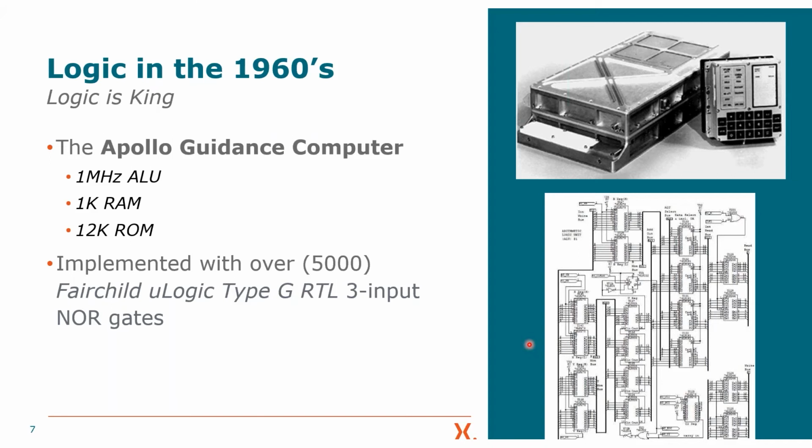Each one of those cost about $20 each. $20 in 1962 dollars, that's $160, $170 adjusted for inflation today. So I think we can confidently say that logic was king. Literally half the cost of the computer was in the logic chips which were built on board.